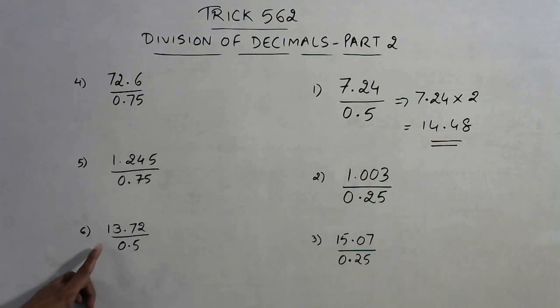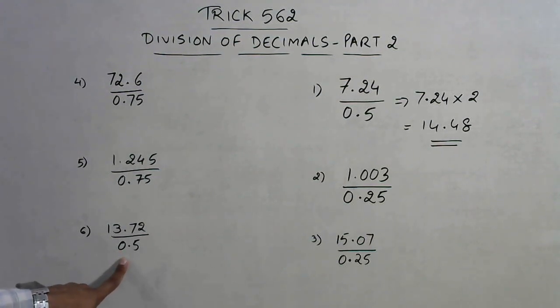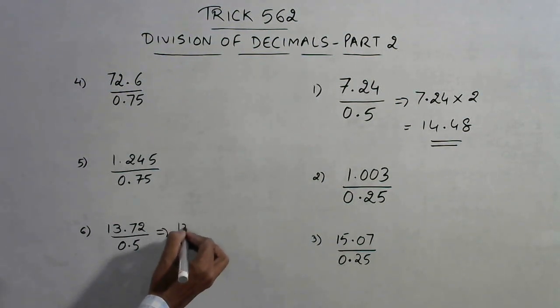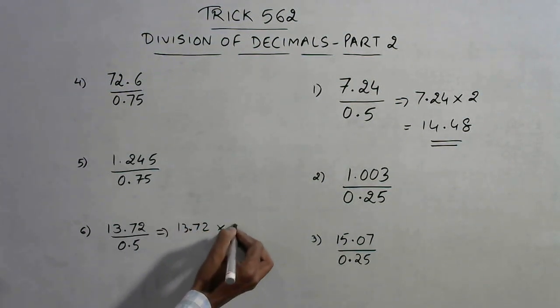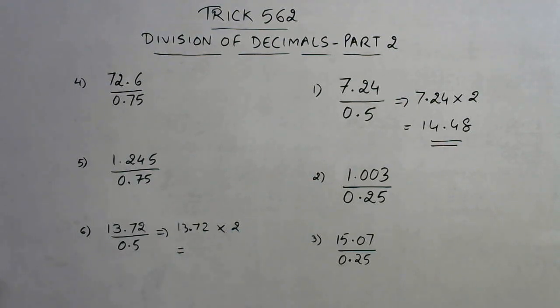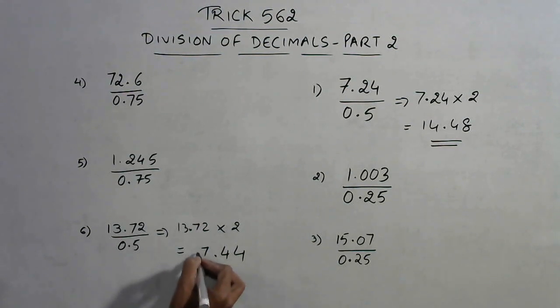Likewise, you see this question here, sixth question, 13.72 upon 0.5. As soon as you see 0.5 in the denominator, you should know that we have to double the numerator. So, in this case, 13.72 will be multiplied by 2 to get you the final answer, and it will come out to be 2 4s, 2 7s are 14. So 7 and 2. So 27.44. So this is division by 0.5.